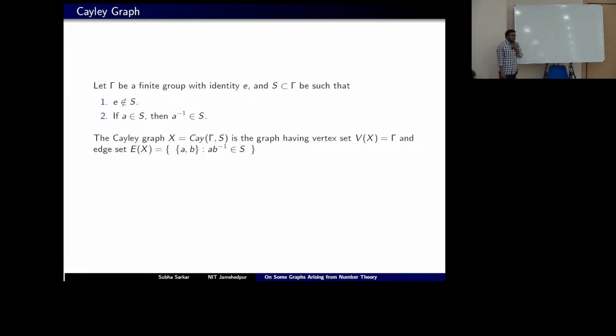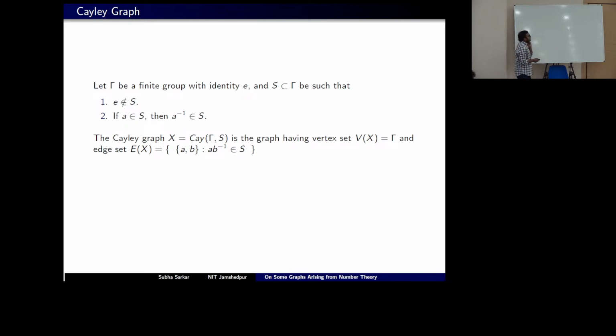There is an edge if A B inverse is inside that set S. The vertex set is all the group elements, and the edge set is between A and B. There is an edge if A B inverse belongs to S. Now, since identity is not in S, the graph has no self loop.